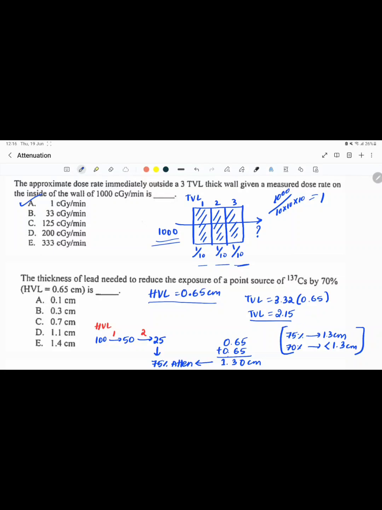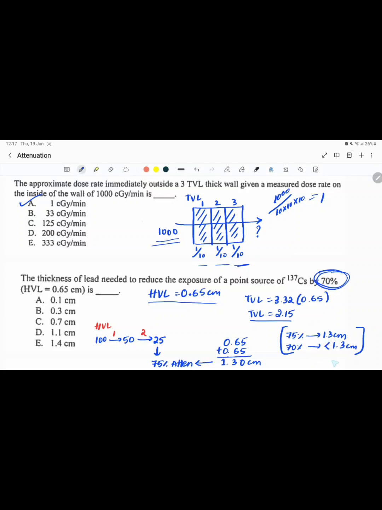2.15 centimeter. So with one HVL the dose is reduced to 50%, and with the other HVL the dose is reduced to 25%. Totally, if you consider the attenuation, it is 75% attenuated. For 75% attenuation, 2 HVLs are required. 2 HVLs gives us 1.3 centimeter, and they're asking for 70% attenuation. For 75% attenuation, it is 1.3 centimeter.